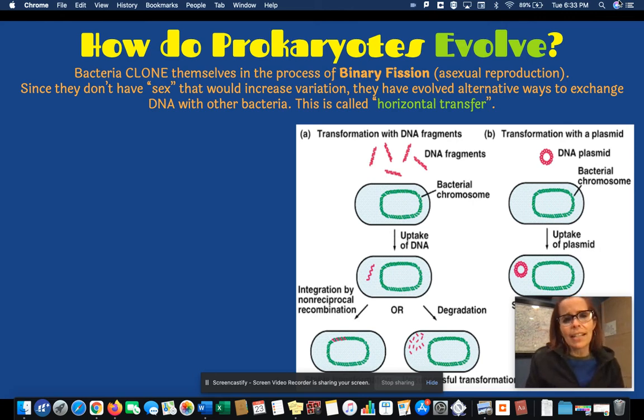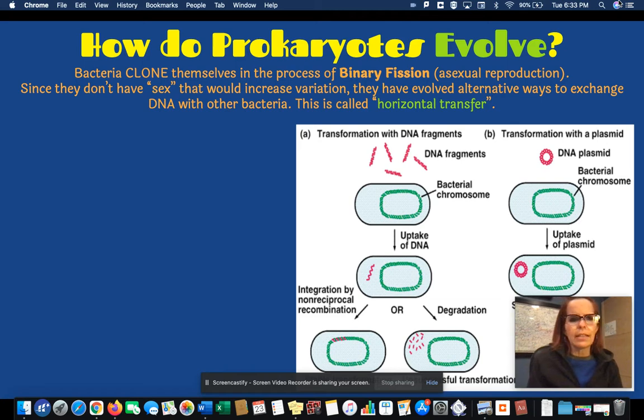Since they don't have sex, bacteria don't have official males and females, they're all identical. And sex would increase variation. They have evolved alternative ways to exchange DNA with other bacteria, and that's what we're going to call horizontal transfer, or horizontal gene transfer. There are 4 ways. You should write down all 4 ways that the bacteria are able to do this.